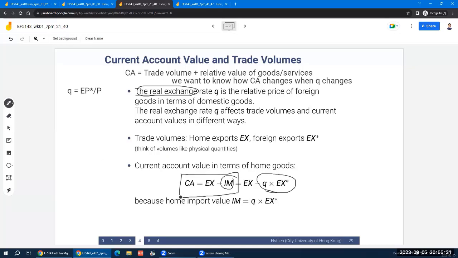EX minus IM. And all we're doing is replacing imports with Q times EX star. That should make sense because it should be tautological. It should be identical, right? Because we're looking at foreign exports, which are our imports, but just changing the currency value to our currency, and that's what Q does, right? So everything is in domestic currency, or real domestic goods and services.